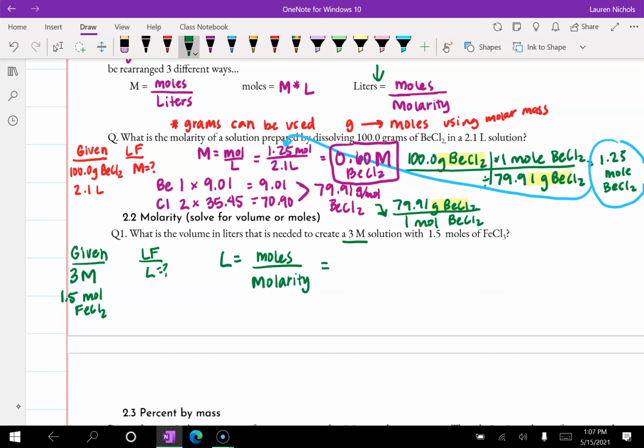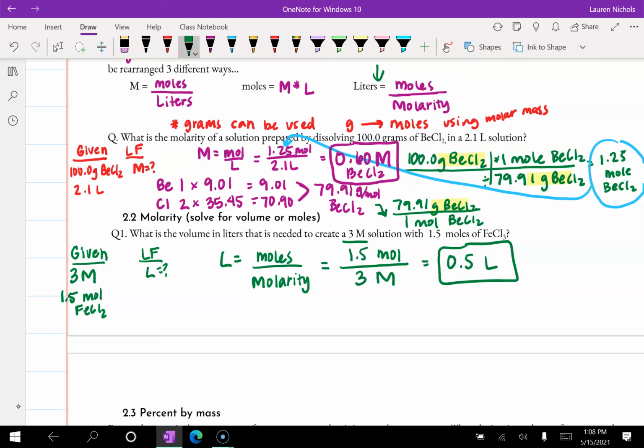And we know that our moles is 1.5 moles, and we're dividing by 3 M. And so 1.5 divided by 3 is going to give you 0.5 liters. And you're done. And that's it. So it's labeling what you're given, figuring out what you're looking for, and choosing the right formula.